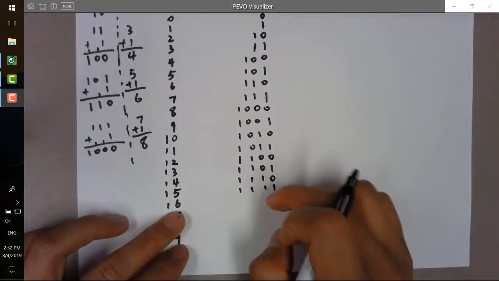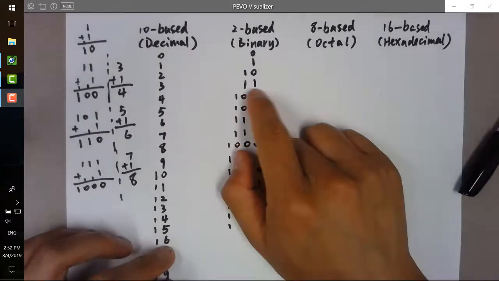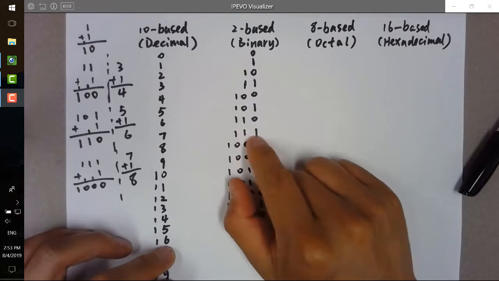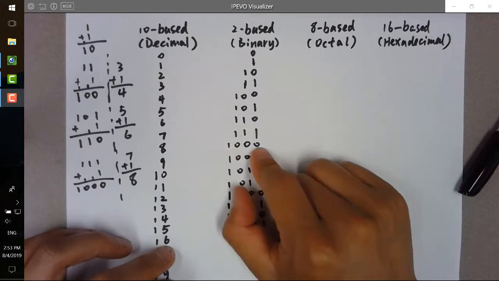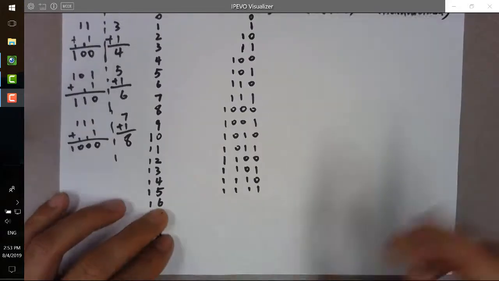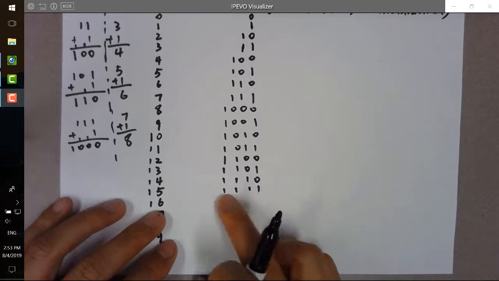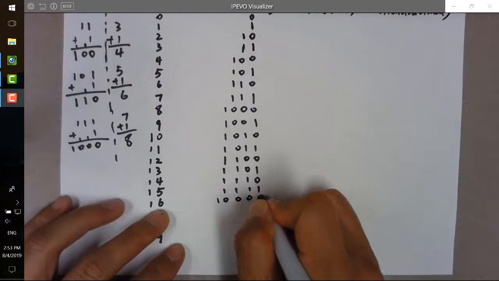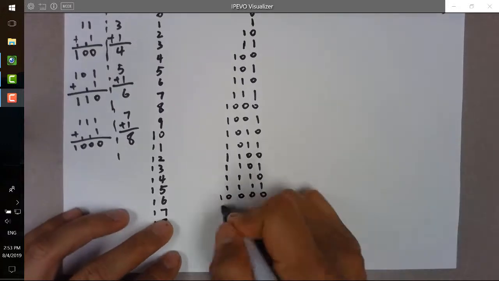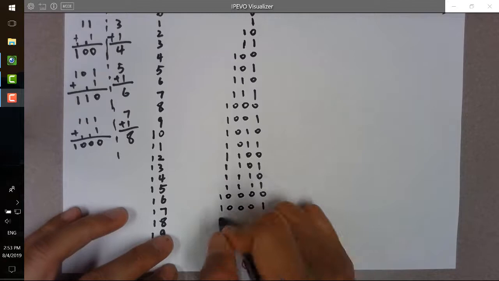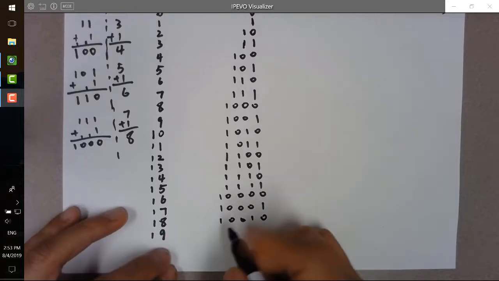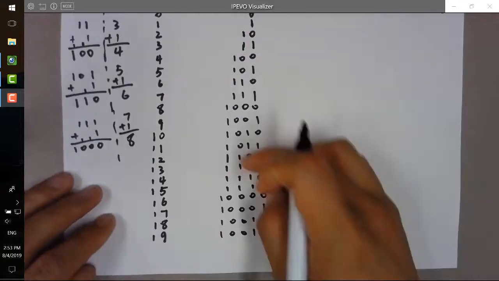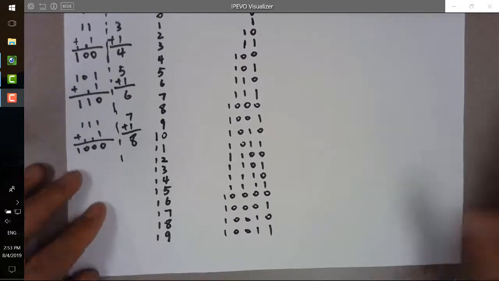So now, same concept. When you add 1 to 1, 1, you get 1, 0, 0. When you add 1 to 1, 1, 1, you get 1, 0, 0, 0. Same concept: when you add 1 to 1, 1, 1, 1, you are going to get this, right? So 17, 18, 19. And of course you can keep counting, but we don't want to do it anymore.